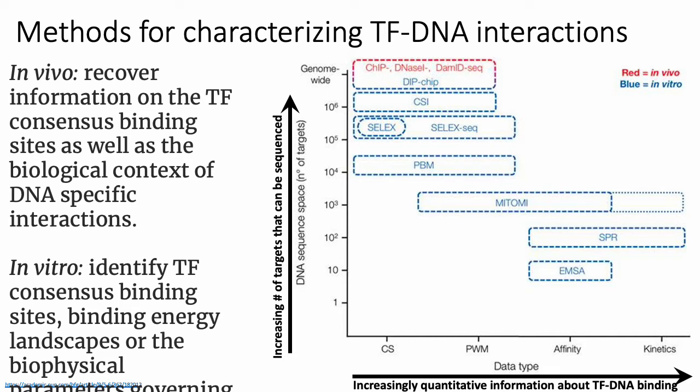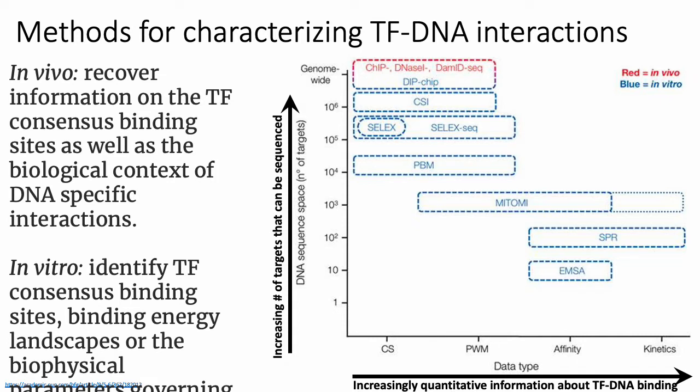So methods for measuring TF-DNA interactions fall into two broad categories, the in vivo and in vitro approaches. And so the goal of the in vitro approaches is generally to more quantitatively characterize TF-DNA binding events compared to in vivo. And so with the in vitro methods, you can try to estimate TF consensus binding sites. You can actually characterize their binding energy landscapes or the actual biophysical parameters that govern the binding events.